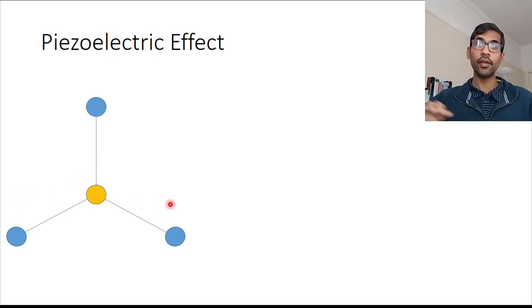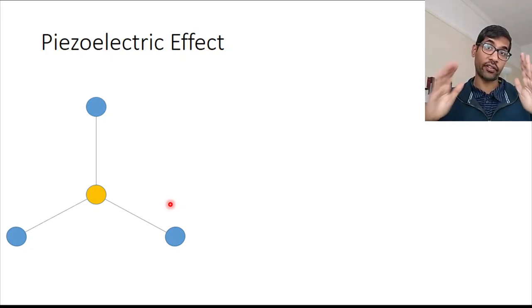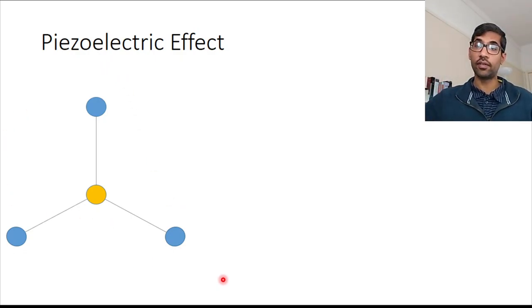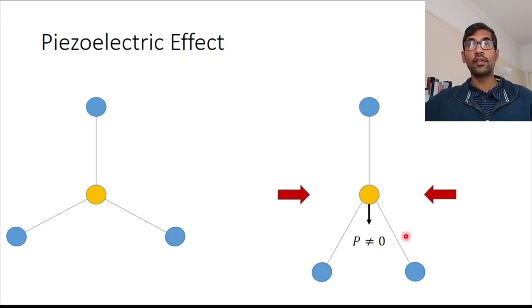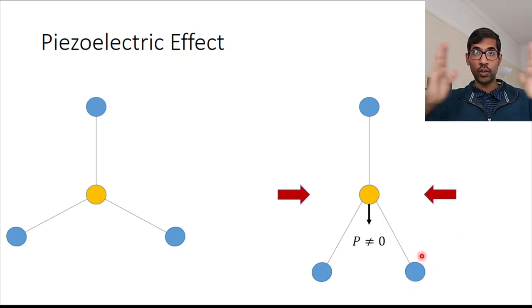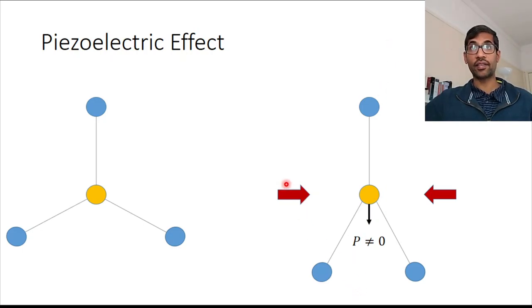Now let's apply a compressive force in the horizontal direction on this particular crystal. What happens if you apply a compressive force? These two positively charged particles are going to move closer, right? This is what is going to happen. These two positive particles are going to move closer towards the y-axis and further away from the x-axis. Let's assume that the distance remains the same.